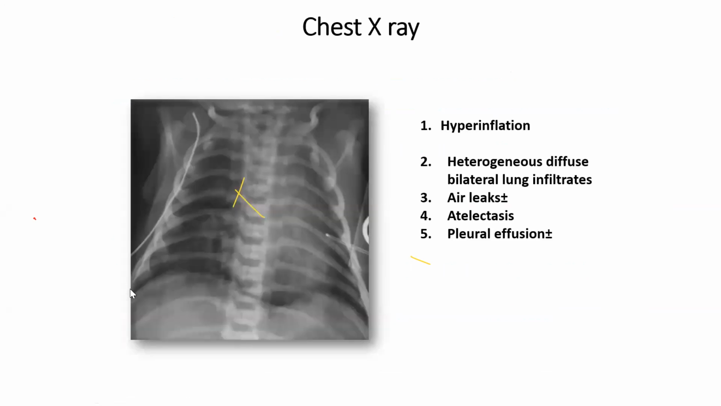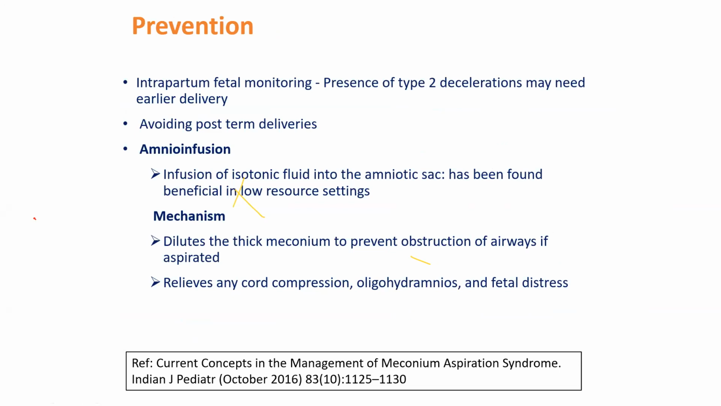A typical chest X-ray of a meconium baby shows a hyperinflated chest, diffuse lung infiltrates, air leaks, and there could be atelectasis also. A few important things which can be done to decrease the severity include amnioinfusion, which is still not very relevant for Western countries, but in our setup, in a low-middle income country, amnioinfusion has some role by diluting the meconium.